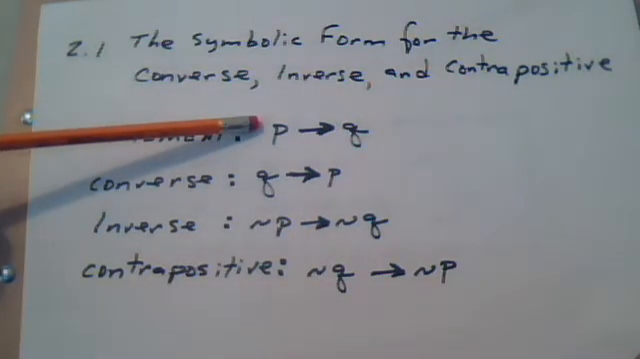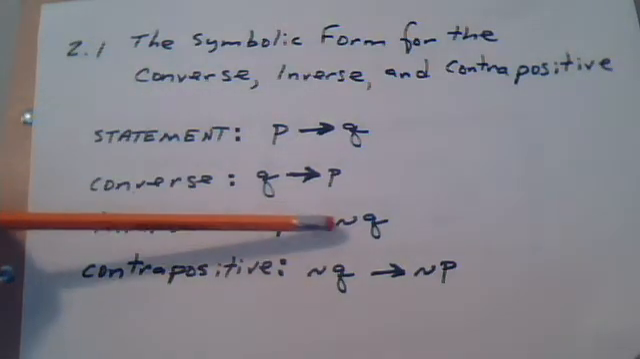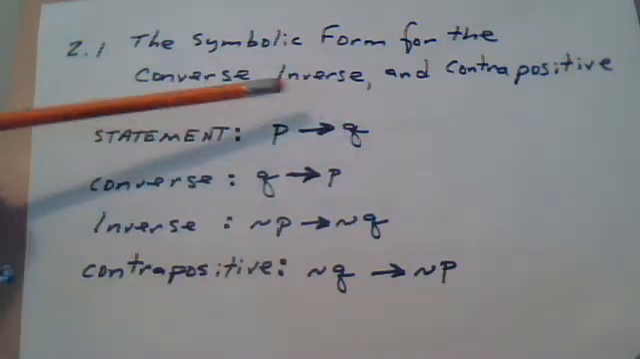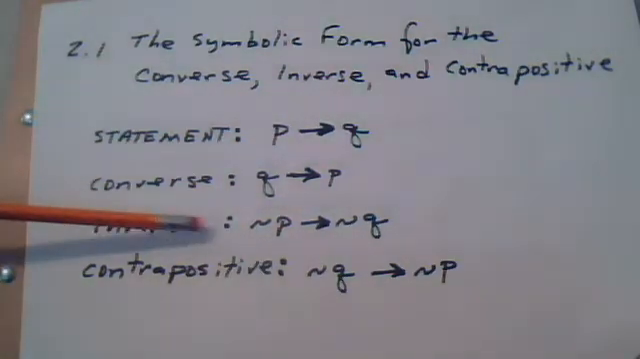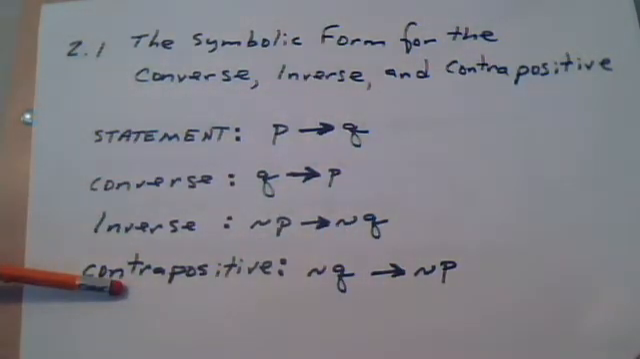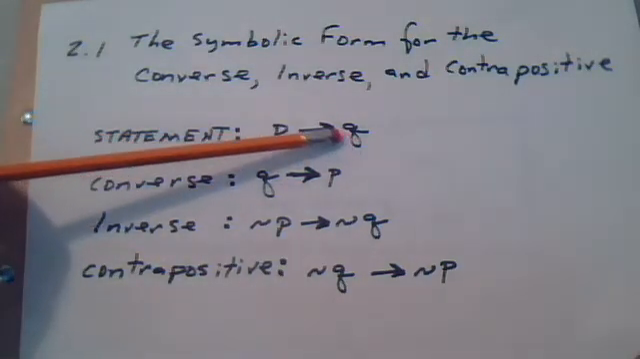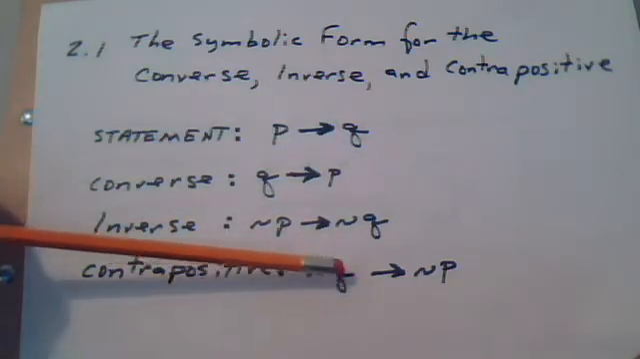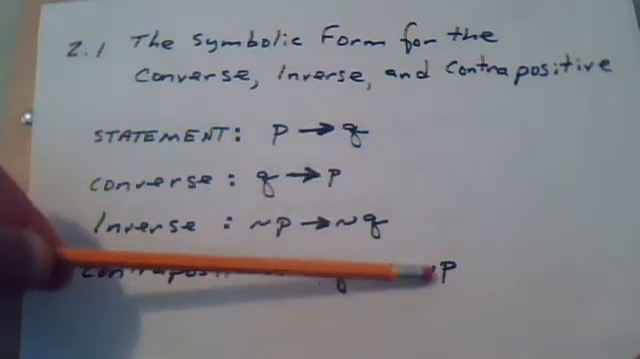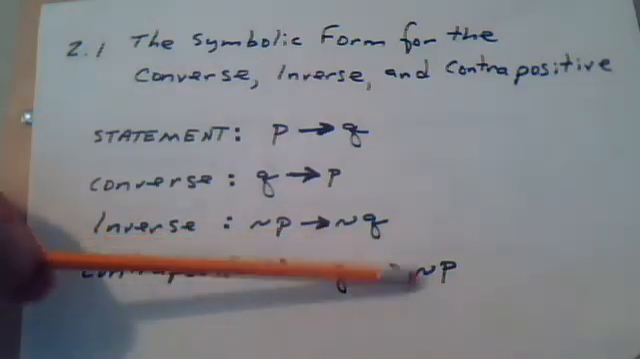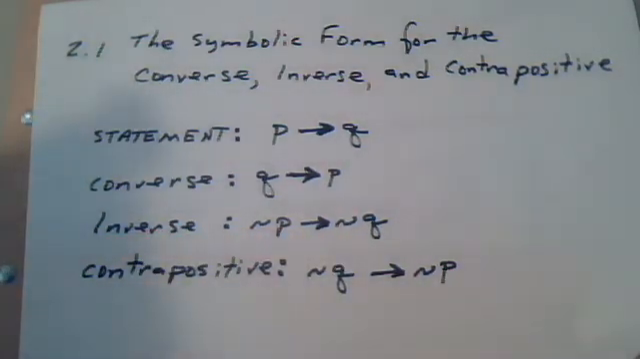For the inverse, think of insert. So you start off with your if statement and you insert a negation in front of the P and the Q, and that's your inverse. For the contrapositive, you do both a switching around and an inserting. So switch these around. So instead of PQ, it's QP, and then insert a negation. And that would be the contrapositive.